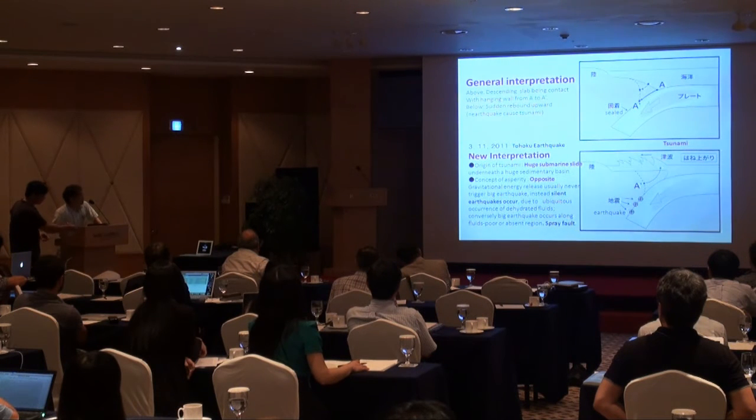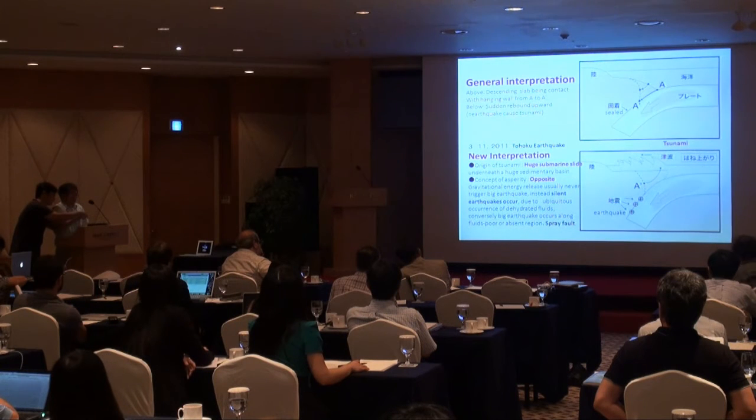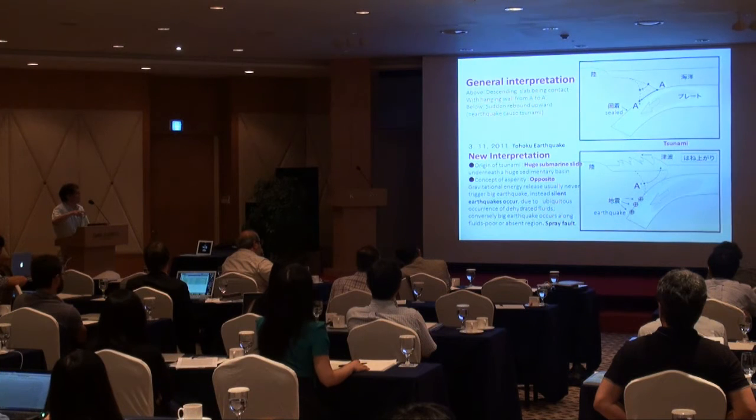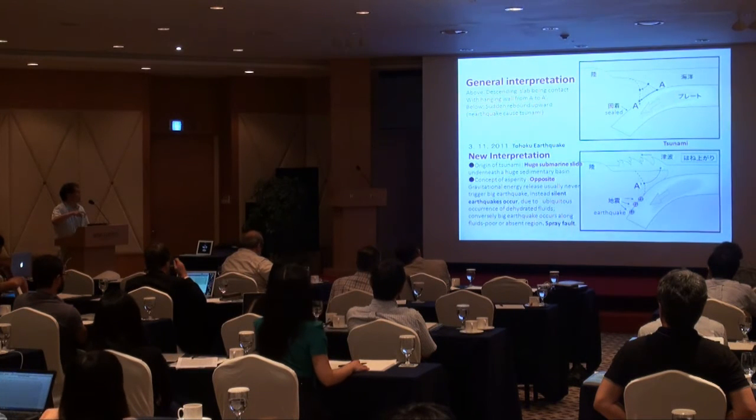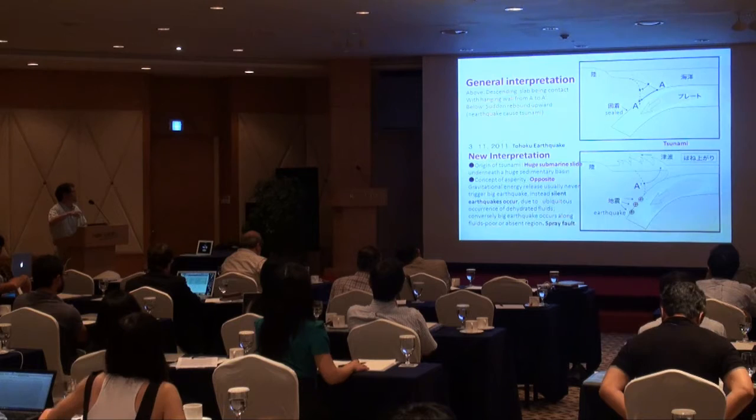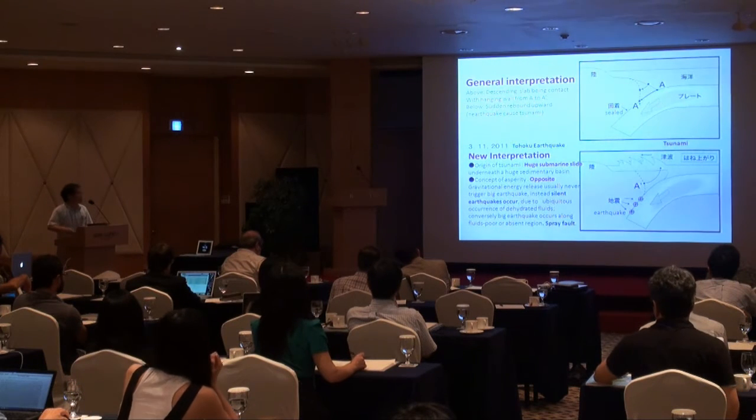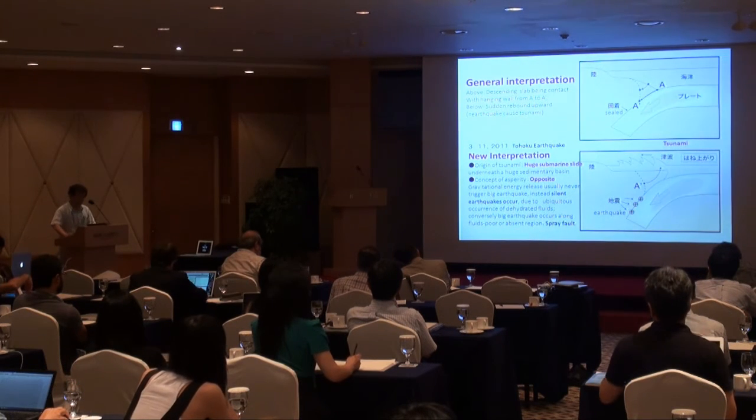This is due to the ubiquitous occurrence of dehydrated fluids. So conversely, big earthquakes occur along fluid-poor or fluid-absent regions. The keyword is splay fault.